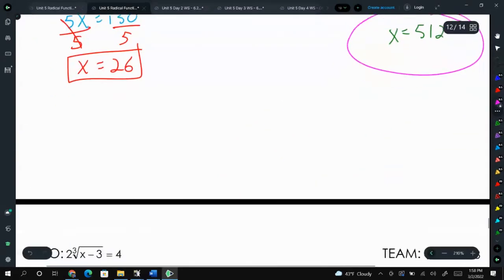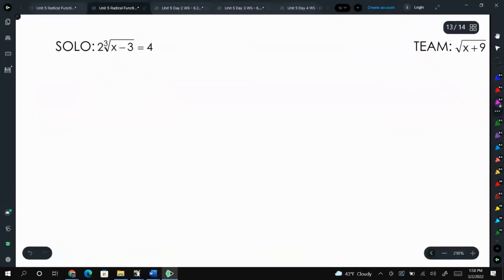Now on the next page, we have this 2 in front of this cube root function. So we need to divide by 2 first. So we get the third root of x minus 3 equals 2.